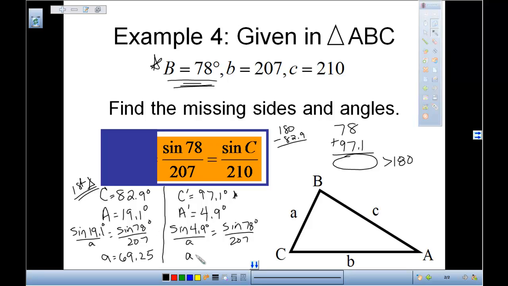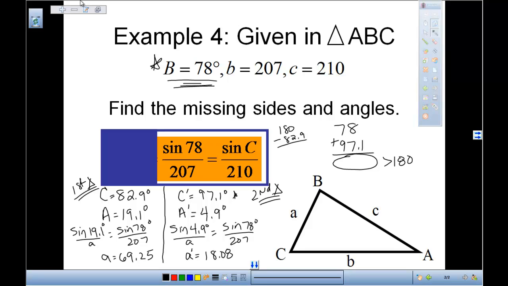And when I cross multiply and solve, I find that side A, which we'll call A prime, is going to be 18.08. So in a problem like this, when there are possibly two triangles, yes, you need to find both solutions. And again, we use this little symbol prime to show that there's a second solution. We're not going to worry about any more than two solutions, so don't worry. It's either going to be 0, 1, or 2. So that's a problem where we have two solutions.